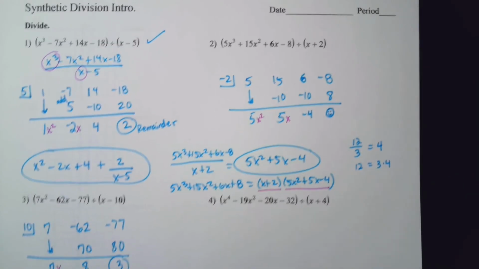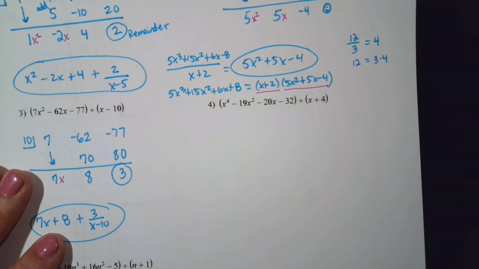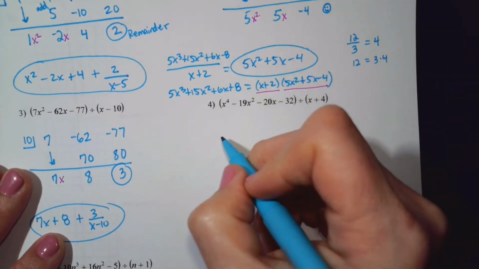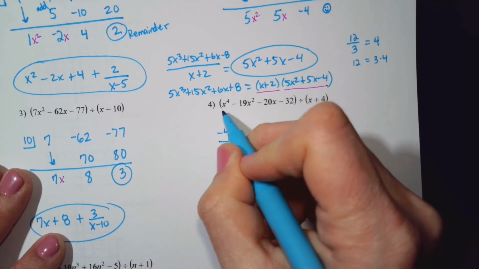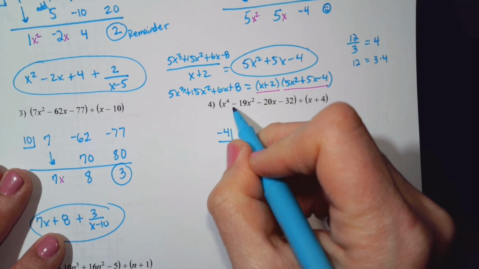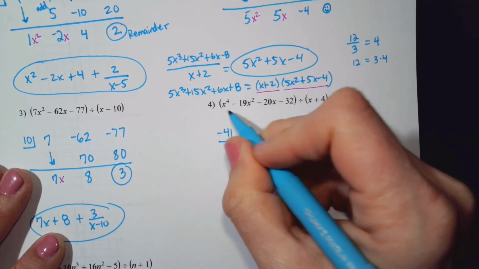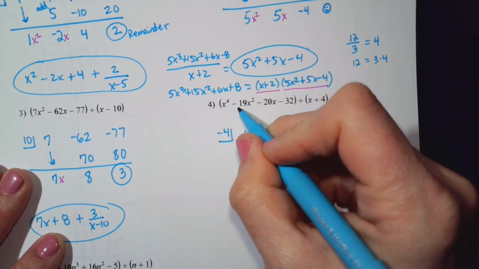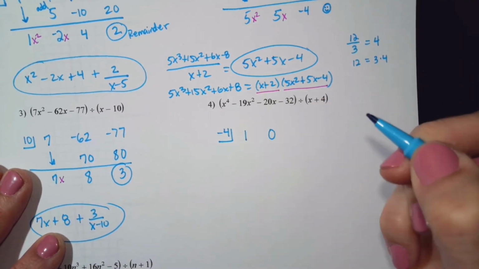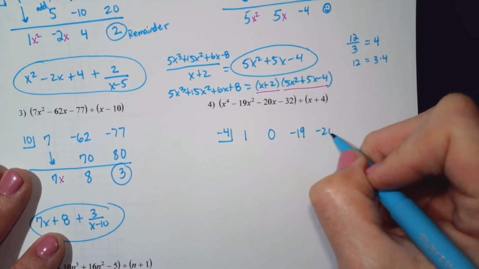All right, so let's look at number 4. So let's see. Put a negative 4 in the box. And look at my problem, x to the fourth. Uh-oh, where's the x to the third? It's missing. Then I get x squared, x, and nothing. So it's a 1x to the fourth. X to the third is missing, so we're going to put that 0 I was talking about. Then I'm going to have negative 19, then negative 20, and negative 32.